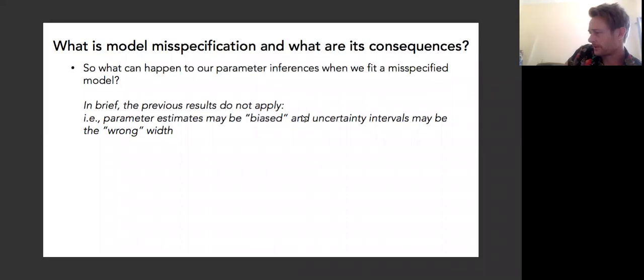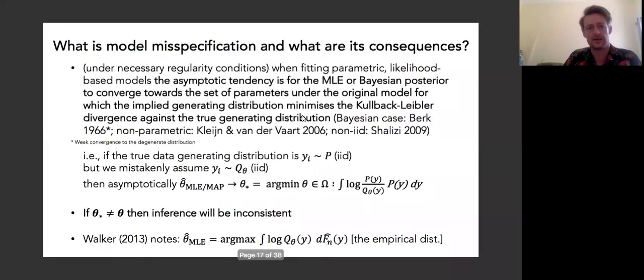But the question then is, what happens to our parameter inferences when we go ahead and fit, presumably unknowingly, but not always, a misspecified model? In brief, the take-home summary is that these previous results don't apply, and we risk the parameter estimates being biased, and the uncertainty intervals we get might, in some sense, have the wrong width. So there are also a lot of theoretical results to try to make those statements more concrete.